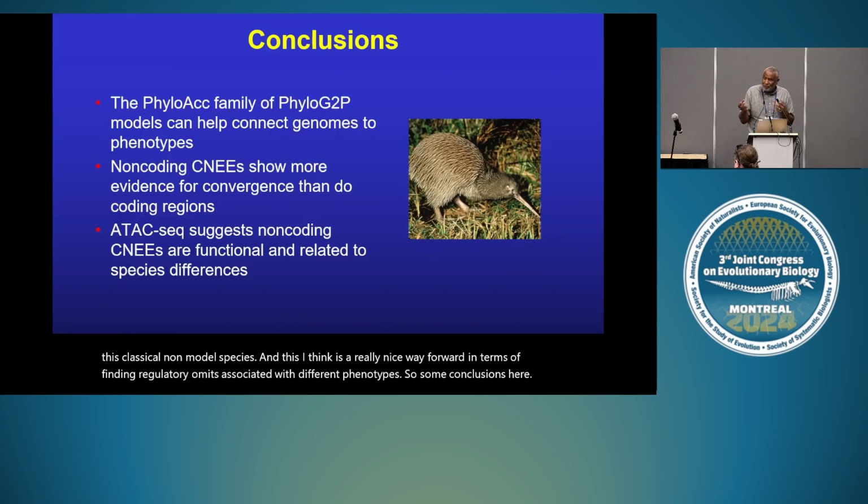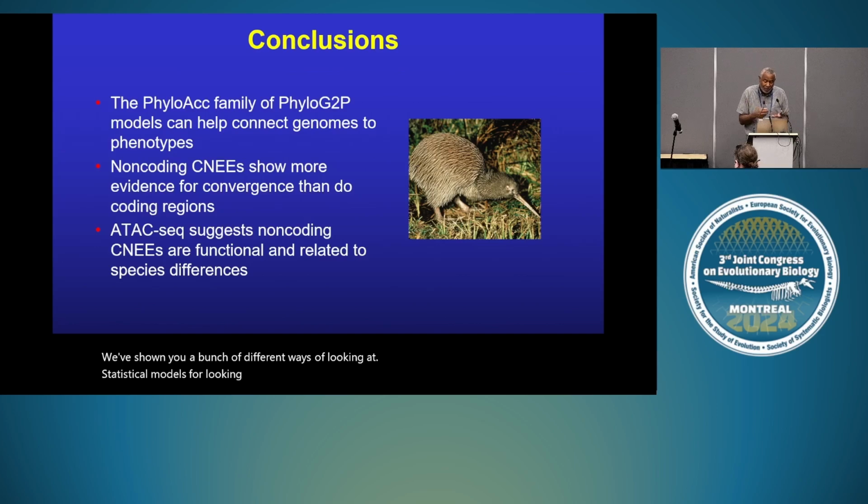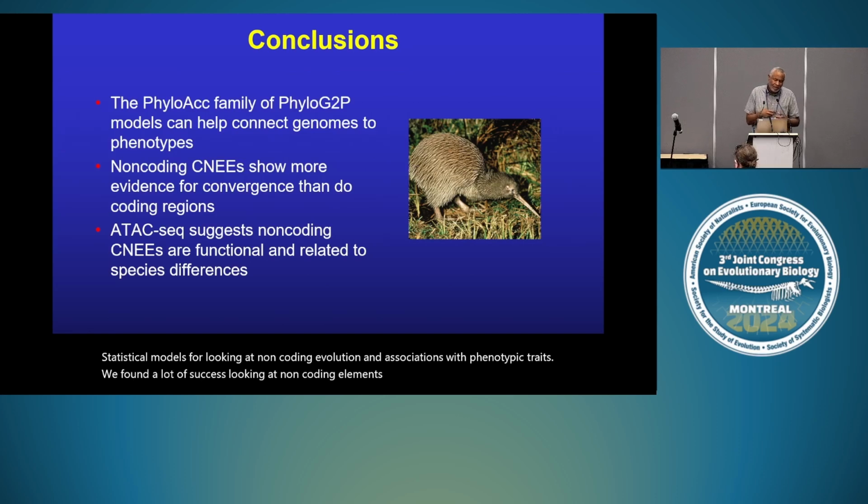So some conclusions here. We've shown you a bunch of different ways of looking at statistical models for looking at non-coding evolution and associations with phenotypic traits. We've found a lot of success looking at non-coding elements, less success looking at proteins and genes themselves. And we have found that epigenetic tools like ATAC-seq are very useful for helping us narrow down the large number of enhancers to those that might be specifically involved in a phenotype of interest.